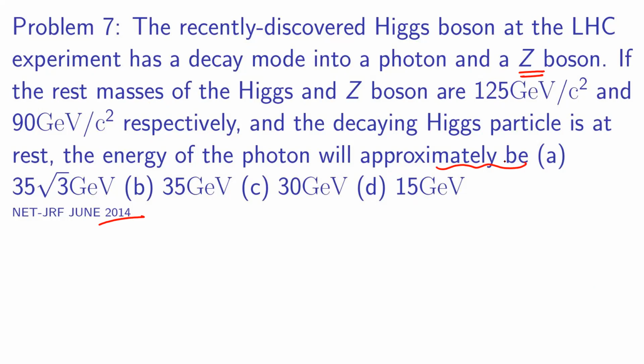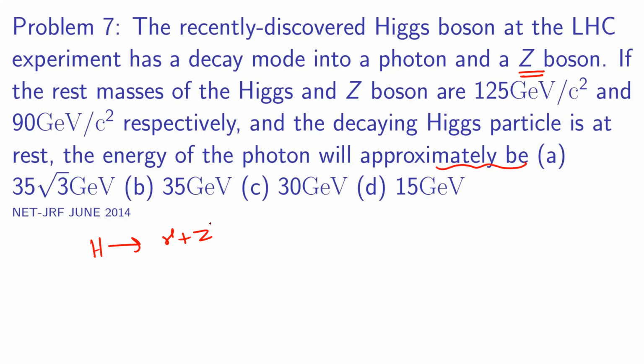Okay, can we do that? We need to find the energy of the photon. Let's see how to do this. All right, so let's first write. We have got a Higgs boson which is decaying into a photon and a Z boson.